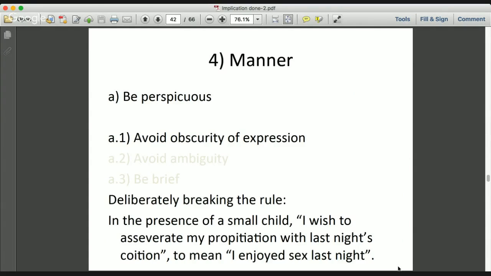So there might be situations in which you can deliberately break the avoid-obscurity-of-expression rule, but to do so, you have to have some kind of overriding purpose. In everyday conversation, breaking the rule like this would be a faux pas or something.